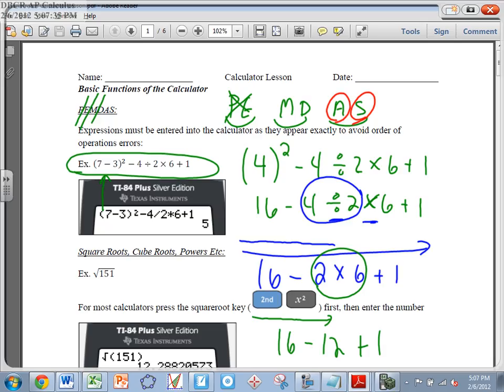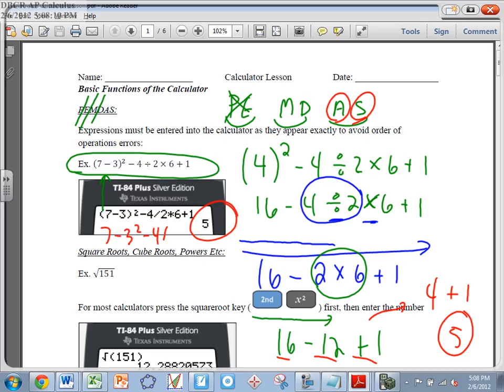And here we're going to see that it's really 16 minus 12. And then we're going to add 1 to that. So 16 minus 12 is really 4. And then we carry over the plus 1. 4 plus 1 is 5. And we can see that our answer over here got verified from the calculator. Now, the calculator will always perform PEMDAS in the order it sees it. So if you enter into the calculator the exact same way you see it on your page, you shouldn't have any issues with it. Again, parentheses are key here. Make sure your parentheses exist. Because without the parentheses here, this would look like 7 minus 3 squared.